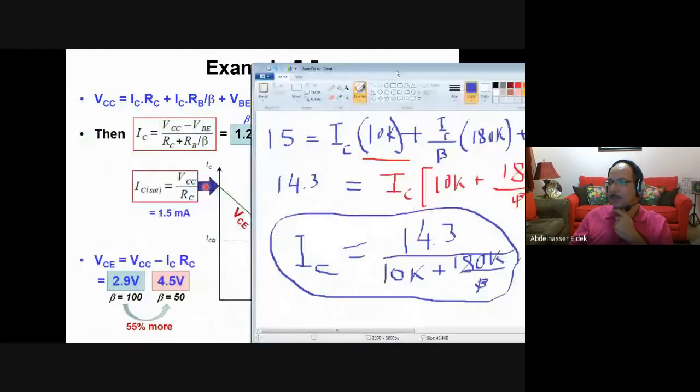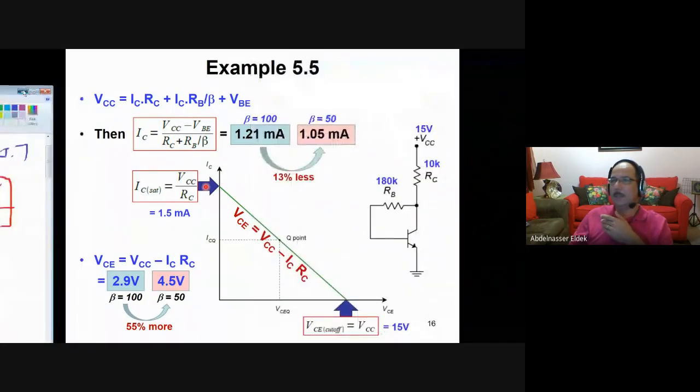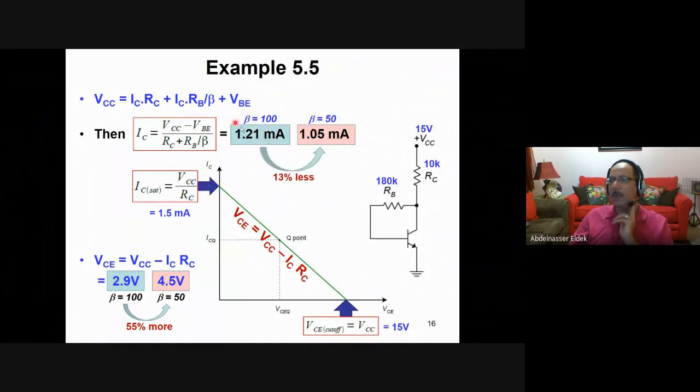This is the same equation. VCC minus VBE, which is 14.3, divided by RC, which is this number here, 10K, plus RB, which is 180 divided by beta. So now let us see what happened here. When beta equal 100, if you substitute by beta equal 100, this is 1.21. When beta equal 50, it is 1.05. Okay, so actually here it is 13% less.